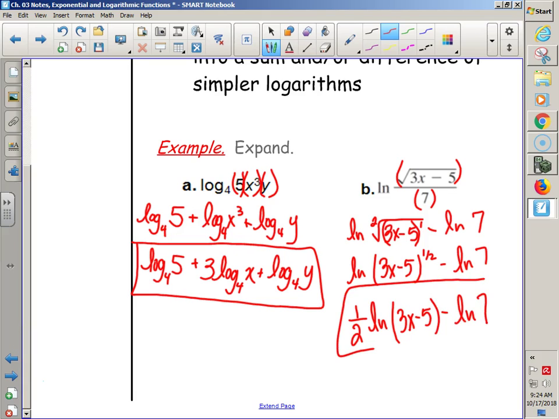No parentheses, because the 1/2 or the square root only goes with the numerator, only goes with the first logarithm, doesn't go with the second. So I'm not factoring anything out. ln is a base of e. E and 3x minus 5, there's no matching there. E and 7, no matching there. All right, so that's it.